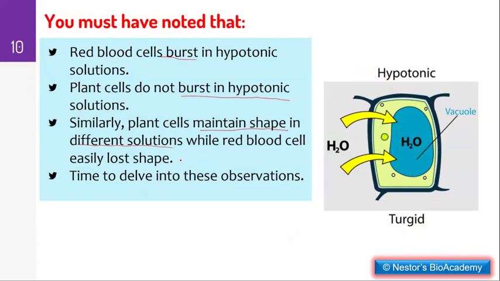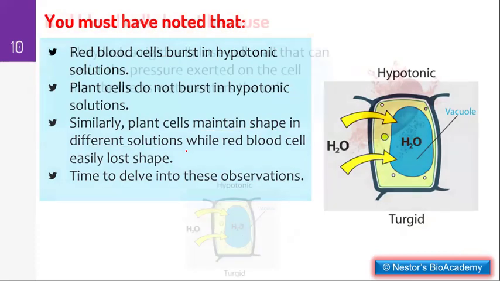So that begs the next question. Why are the plant cells not losing their shape compared to the red blood cells? And why were the red blood cells bursting while the plant cells are not bursting when they are placed in a hypotonic environment? The answer lies in one structure present in the plant cells and absent in the animal cells, as we learned in the previous topic of the cell.